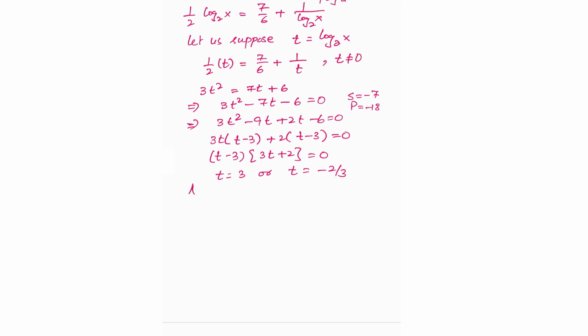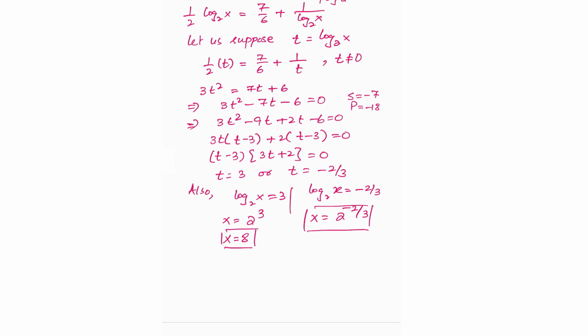So we have the values for t. Log base 2 of x is equal to 3. That means x is going to be 2 to the power 3, or x is going to be 8. That's the one answer you have. The second one is log base 2 of x is equal to -2/3. That means your x value is 2 raised to the power -2/3. That's my second answer. So these are the two solutions for this question.